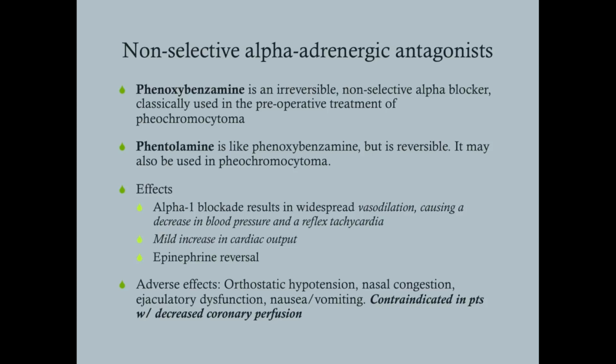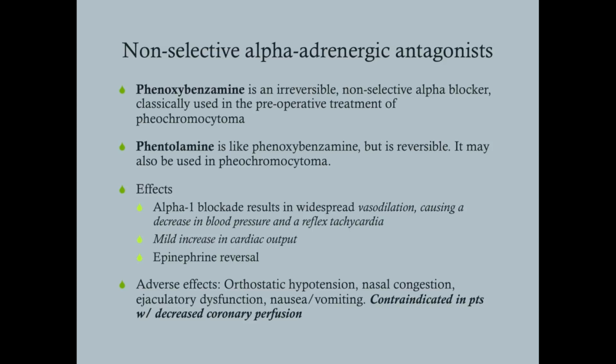So if you give an alpha-1 blocker, you're going to reduce the blood pressure and then elicit a reflex tachycardia, which is your body's way of homeostasis. Your body's trying to raise the blood pressure back to what it was. So you should expect a decrease in blood pressure and an increase in heart rate. There will be a mild increase in cardiac output.